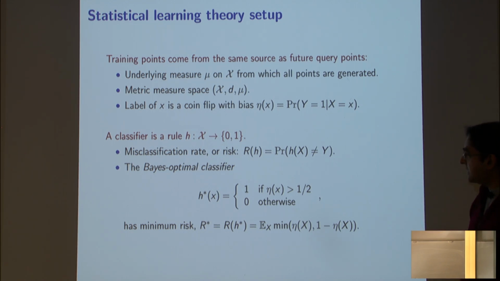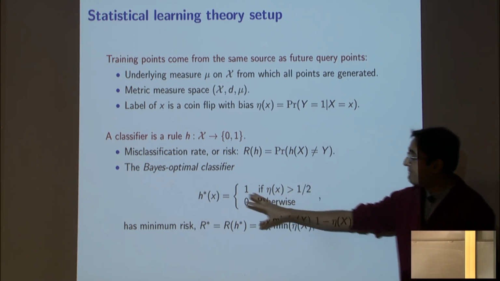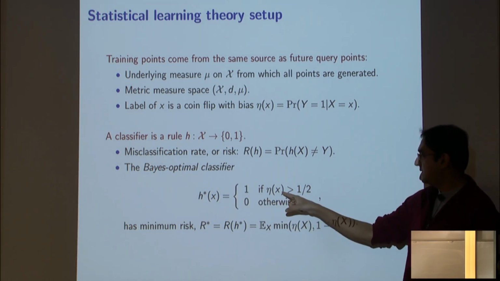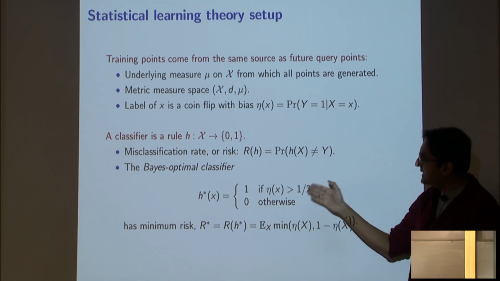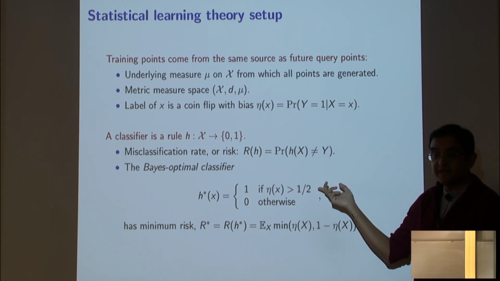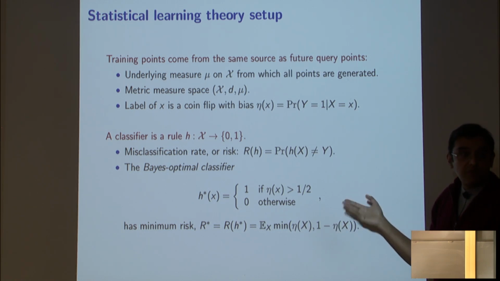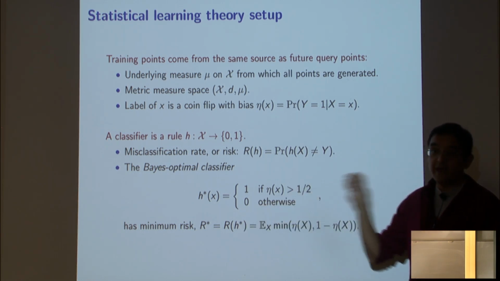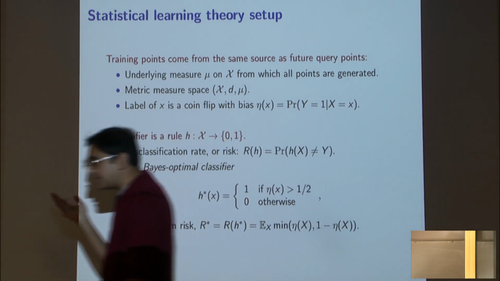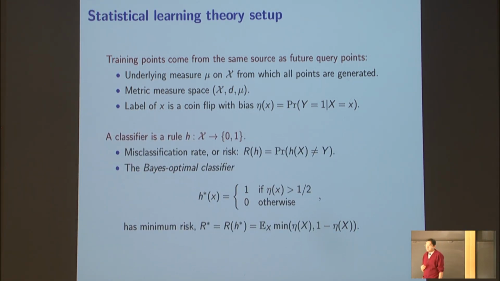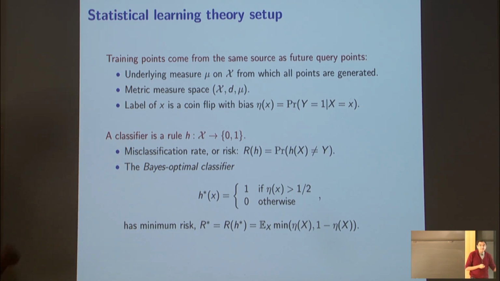Now, what is the error rate of the best possible classifier? Well, on x, if eta of x is, say, 0.8, it's going to predict 1, and it's going to be wrong 20% of the time. So its error rate on x is the min of eta and 1 minus eta, and the overall error rate is just the expectation of this over a random choice of x. That's the best possible error rate, and what we would hope is that as n goes to infinity, whatever classifier we're using has error that converges to this.